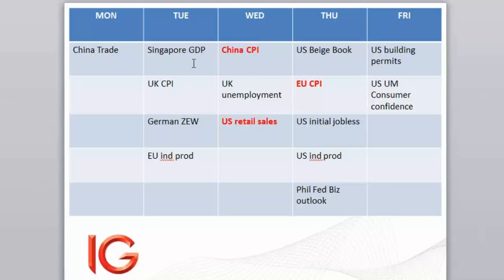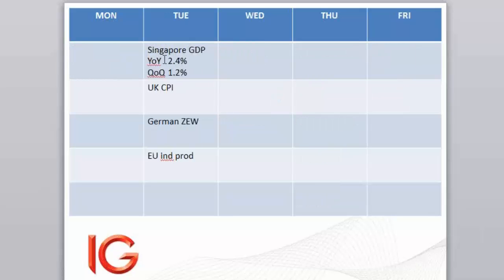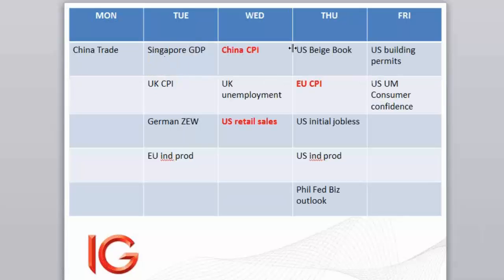Yesterday's China trade numbers were better than expected, but investors not really convinced yet. Today is some Singapore GDP, usually not market moving, but it's a good gauge to tell how regional trade and demand is doing. So it came in pretty positive. It was at year-on-year 2.4%, quarter-on-quarter 1.2%. Tomorrow, China CPI and US retail sales to watch out for, and on Thursday, European Union's CPI data, quite likely a bearish note for Euro.